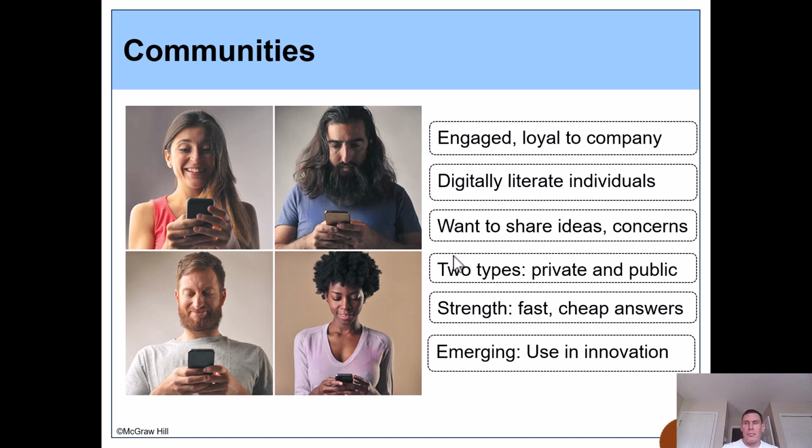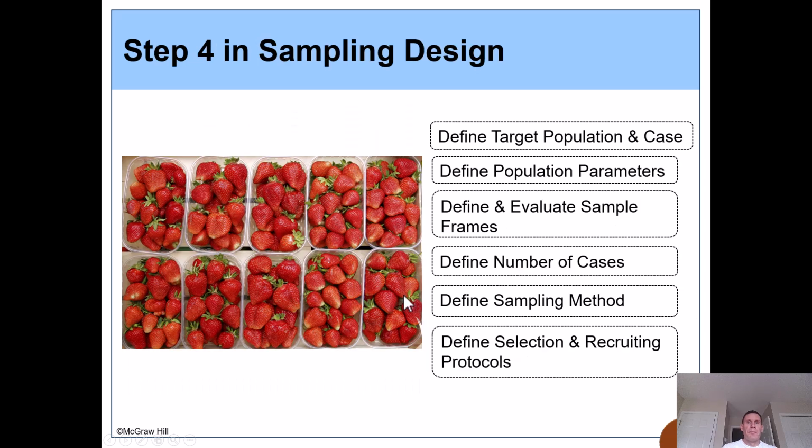Communities, there may be people that are digitally literate. They may be loyal to the company. They want to share their ideas and concerns. Could be public or private. And it does mean fast, cheap answers. And it's certainly an innovative way to get a group of people. But one of the problems you run into there is you don't know how much divergence of thought you're really going to get.